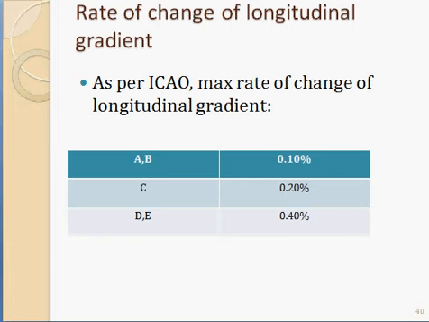As per ICAO, the maximum rate of change of longitudinal gradient has been classified as follows, for a 30-meter length of vertical curve. If you are considering a 30-meter length, the maximum rate of change of longitudinal gradient should be limited to these values. For A and B, it should not exceed 0.1 percent. For C, it should not exceed 0.2 percent, and for D and E, it should not exceed 0.4 percent for a 30-meter length of vertical curve.